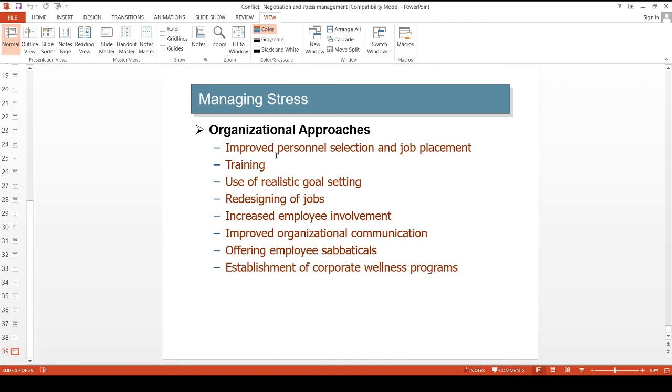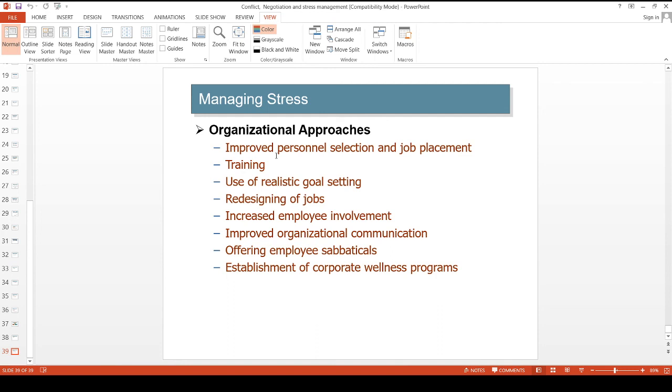Redesigning of the jobs. I have discussed already in one of the lectures about re-engineering the different processes, that jobs and their contents themselves are sources of stress for most individuals. Mostly these old and obsolete procedures and rules prevailing in the organizations have to be changed in order to manage the stress level in the individuals and the employees.